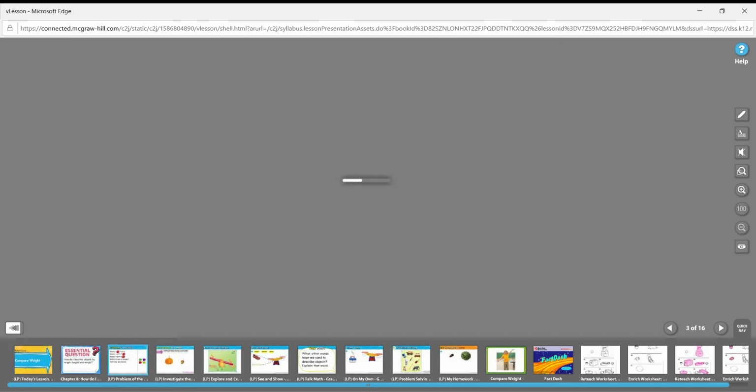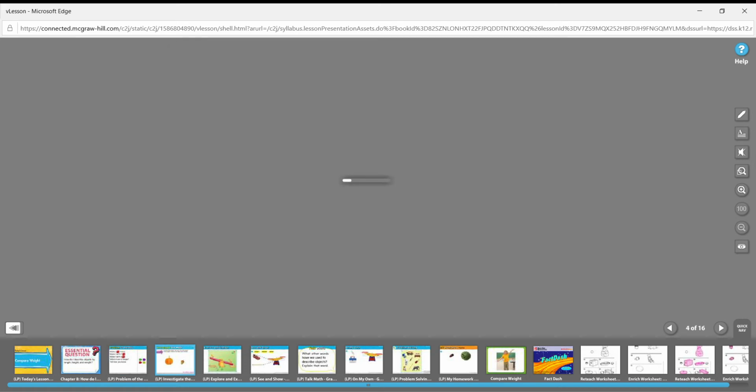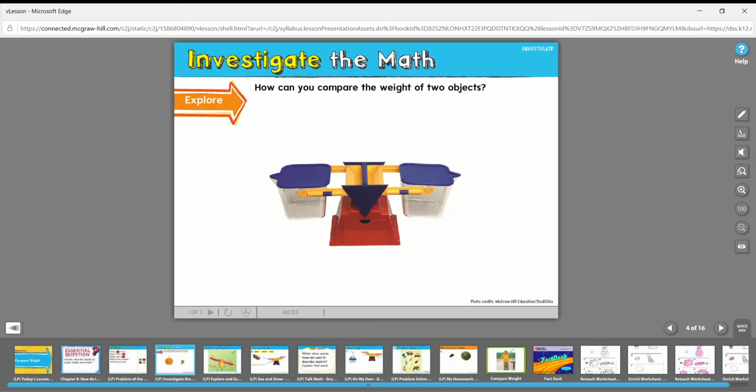So let's look at this. This might not be, oh, no problem of the day. We'll switch that. Okay, so talking about weight. How can you compare the weight of two objects?